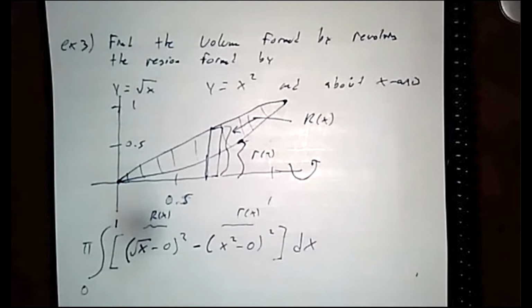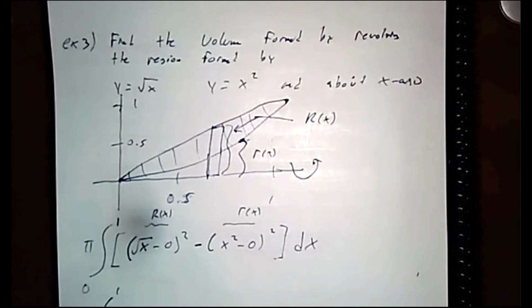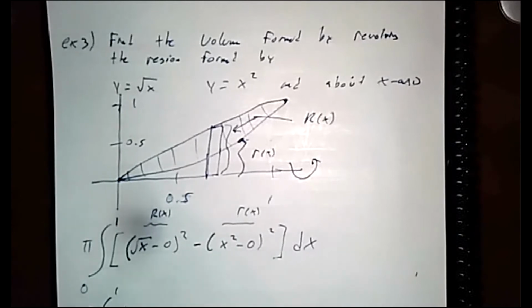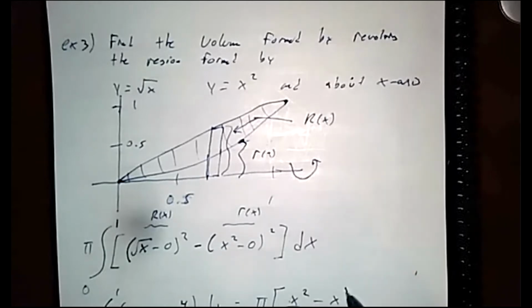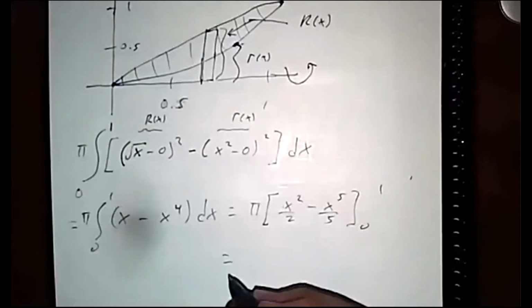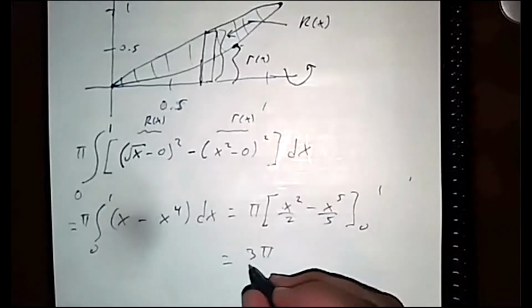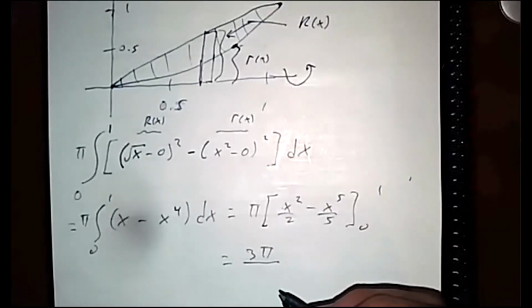Okay. Well, at that point, you just integrate. It's not a big deal, right? So this would be x minus x to the fourth dx, which will be pi times x squared over 2 minus x to the fifth over 5 from 0 to 1, which will give us 3 pi over, what is that? 10.